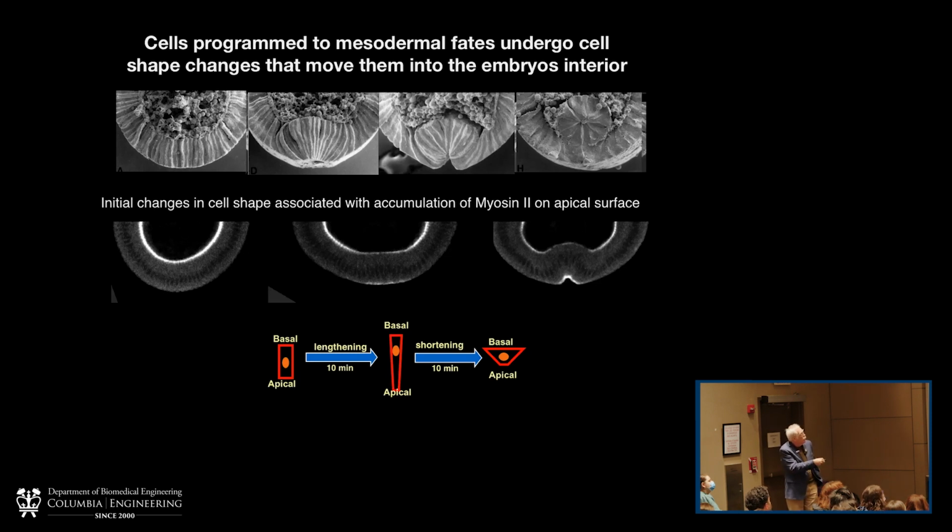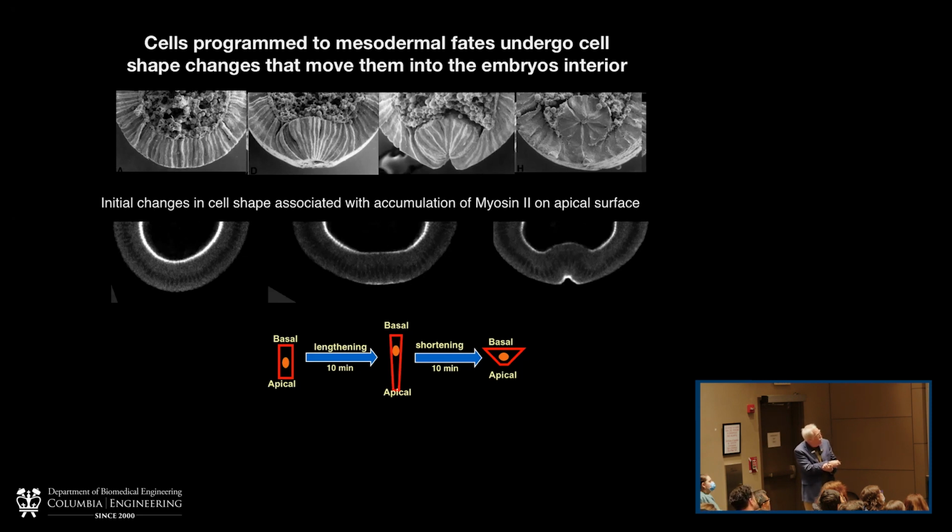But in response to the expression of twist and snail, on the ventral side, we begin to accumulate this contractile motor protein myosin on the apical surfaces of these future mesodermal cells. And it's the accumulation of that contractile force here that drives the reduction in the apical and the formation of this furrow.